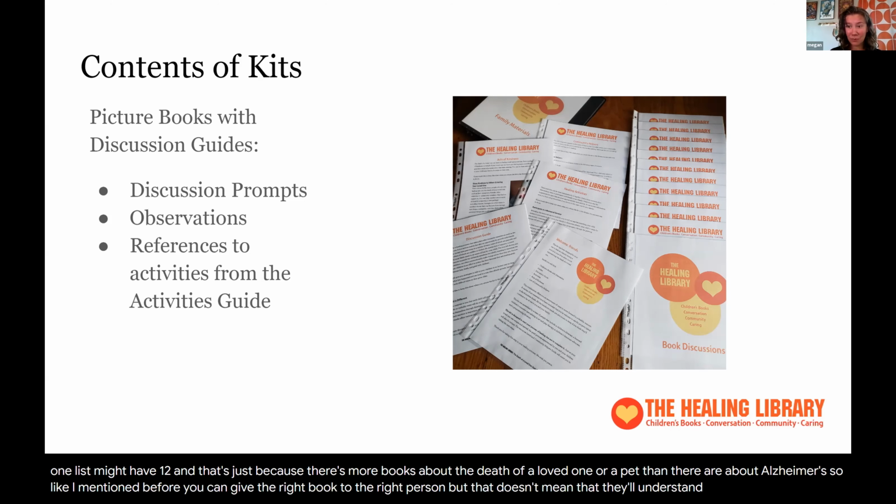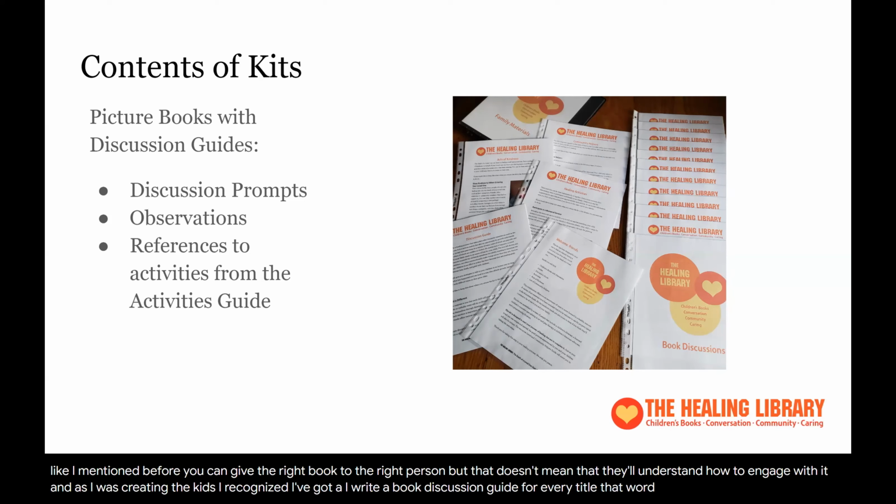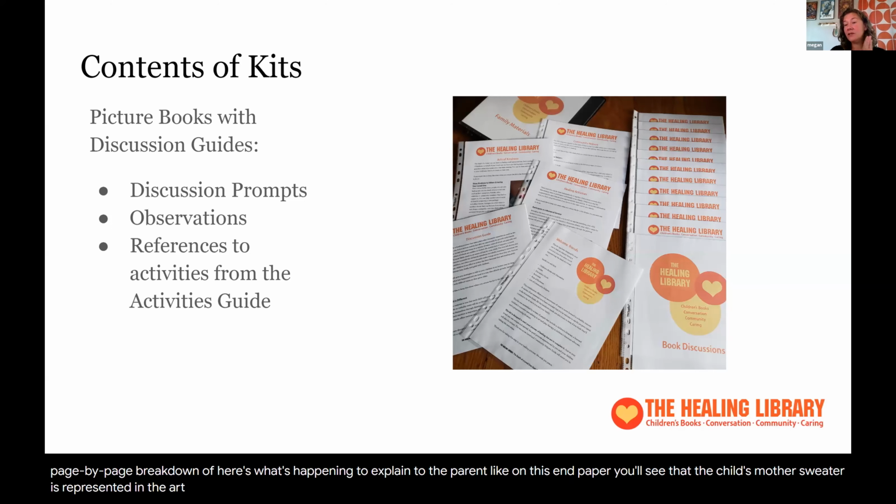And as I was creating the kits, I recognized, oh, I've got to write a book discussion guide for every title that we're dealing with. And that means a page-by-page breakdown of here's what's happening to explain to the parent, like on this end paper, you'll see that the child's mother's sweater is represented in the art. As you continue, that theme keeps happening, and here's what that means.